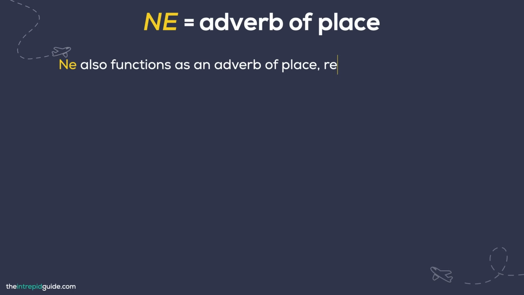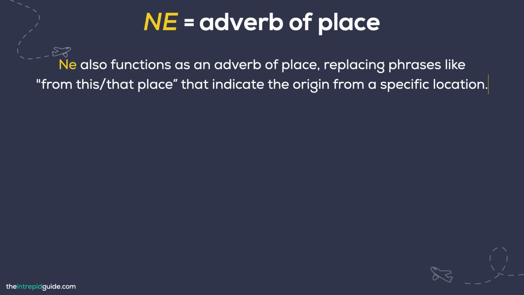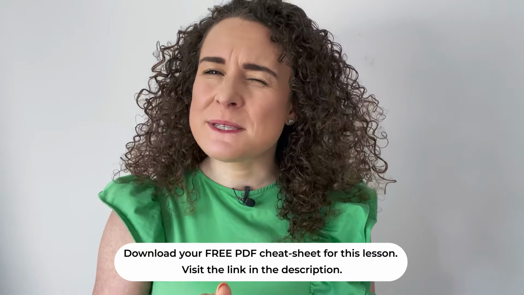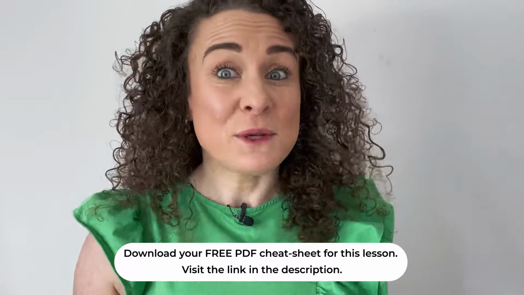Now let's take a look at ne as an adverb of place. Ne also functions as an adverb of place, replacing phrases like from this or that place. That indicates the origin of a specific location. Let's explore some examples to understand how it's used.